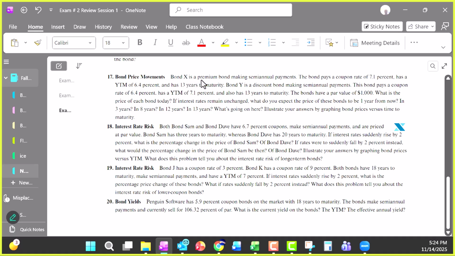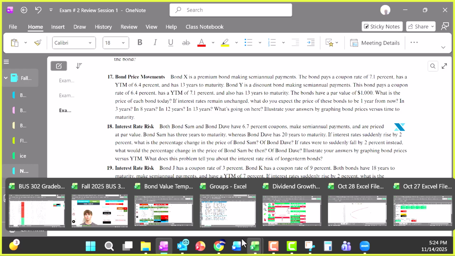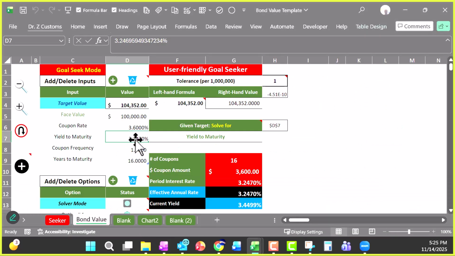Okay, bond X is a premium bond, which means coupon rate is higher than yield to maturity. It pays a coupon of 7.1%, the YTM is 6.4%, 13 years to maturity. Bond Y is the discount bond. What is the price of each bond today? We can easily do that using our template. Since I'm calculating value, that's red light.